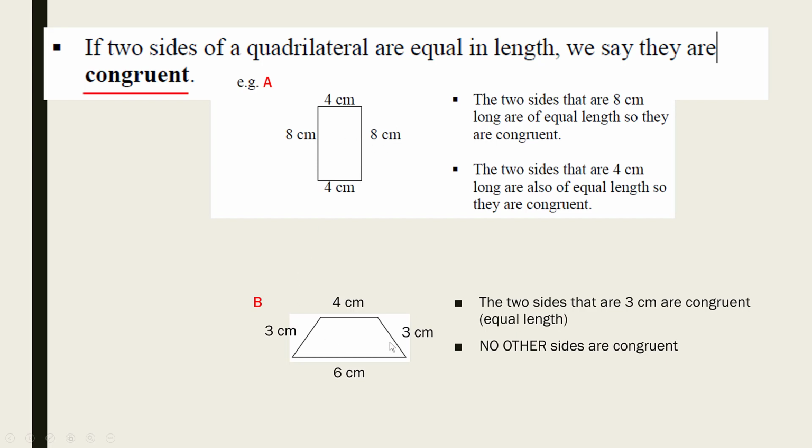This funky looking shape over here is called a trapezoid. I want you to take a look at it right now and let me know if it has any congruent sides. You can see that it has a 3 here and a 3 here, and those two are congruent sides. They're not parallel, but they're congruent. The top side is 4 centimeters, and it's parallel with the bottom side, which is 6 centimeters, but because those are two different lengths, they are not congruent.